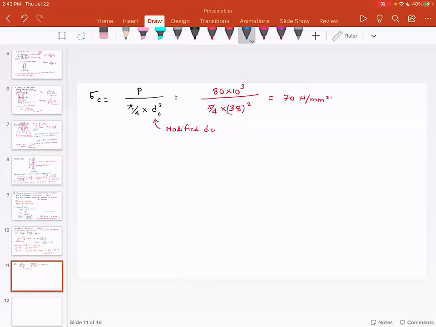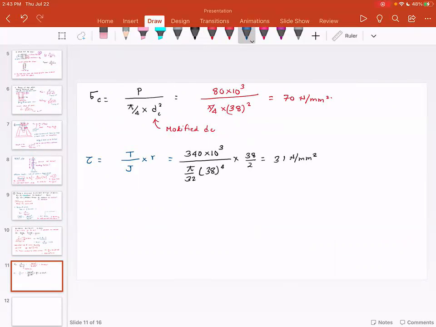Now we want to find out the shear stress tau. Equation is T divided by J multiplied by R. Value of torque is known, 340. Pi by 32, and you have to use the value of D_c, which is 38 to the power 4, which is about 31 Newton per millimeter square.